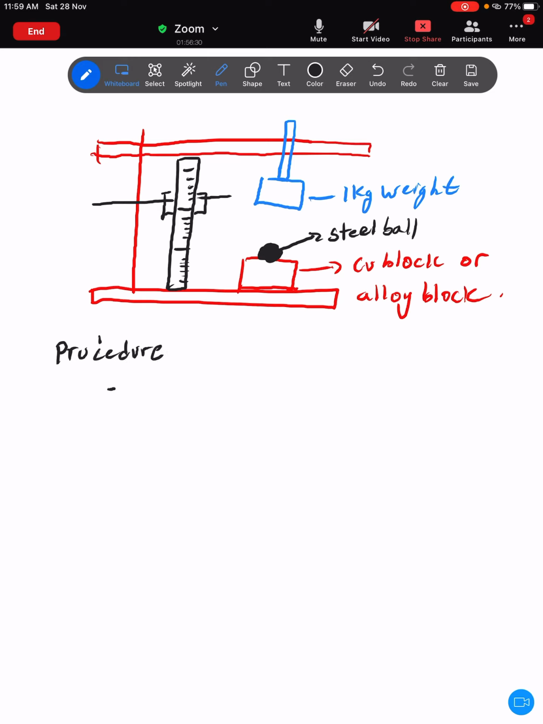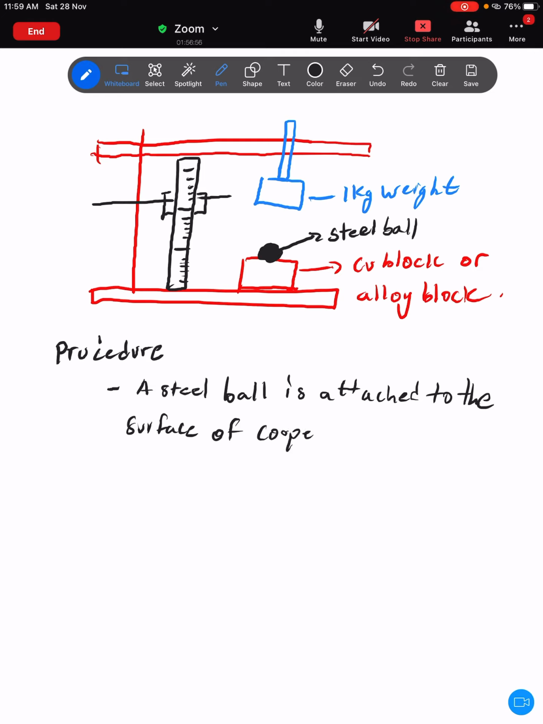So put it over here. Number 1, a steel ball is attached to the surface of copper block using a sellotape. Okay, cellophane tape.